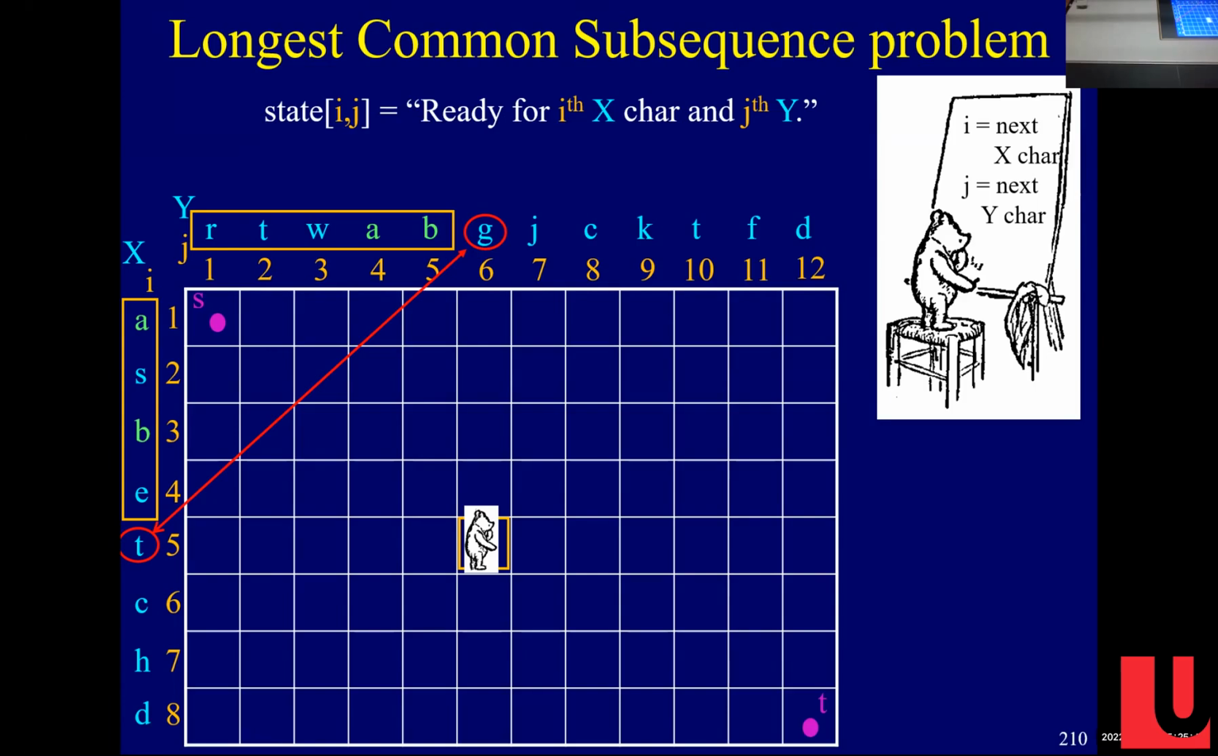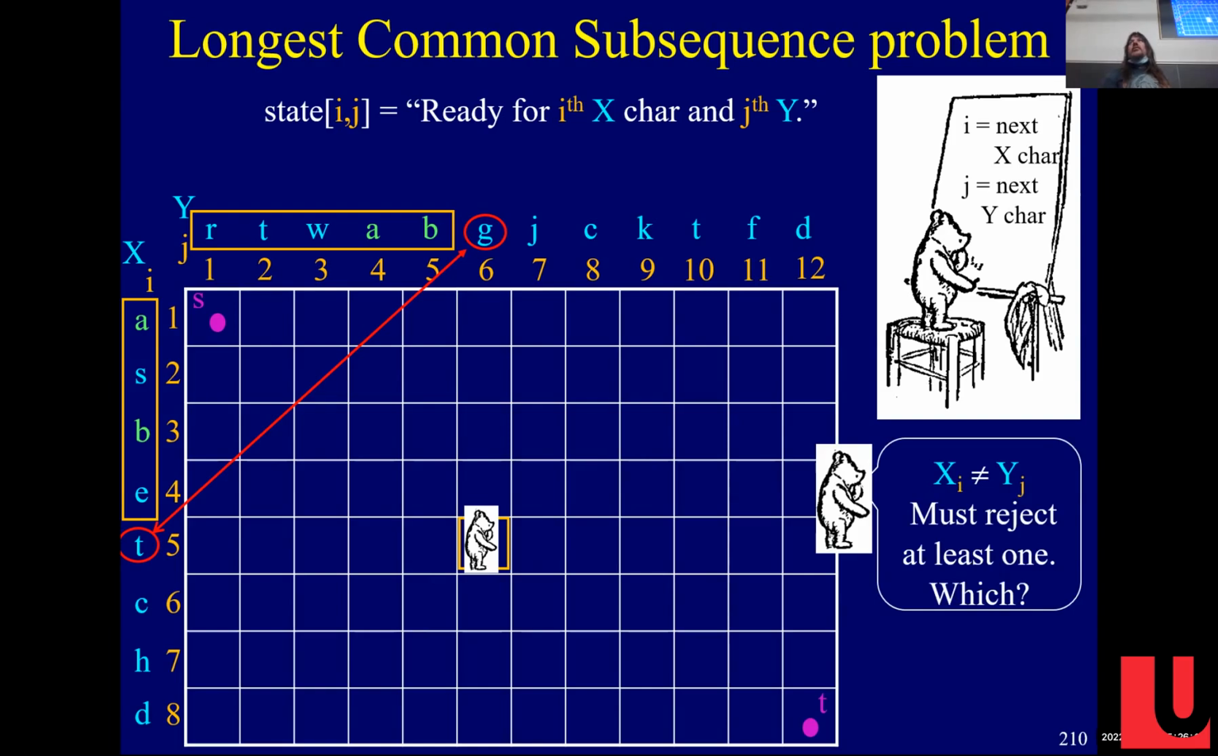So what do we do? You move past them. Do we move past both of them? No, because one of them might get matched to something else. But can both of them get mapped to something else? Yeah, I think the argument is, if you think about it, both of them can't be mapped to something else. So yeah, exactly. Here they're different, so we reject at least one of them.